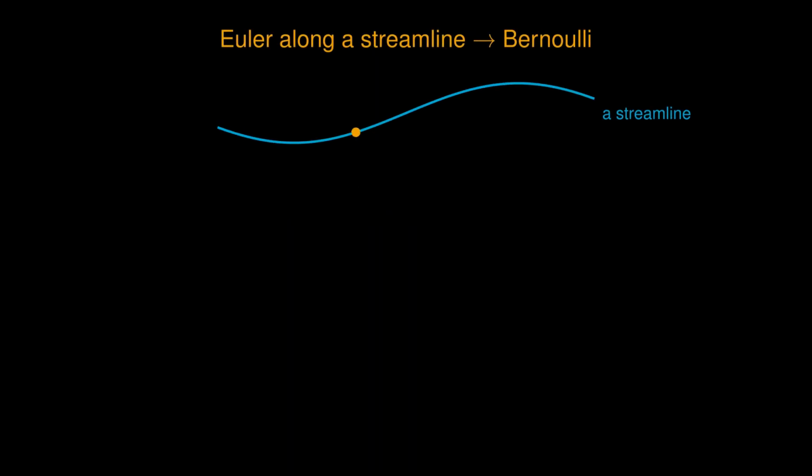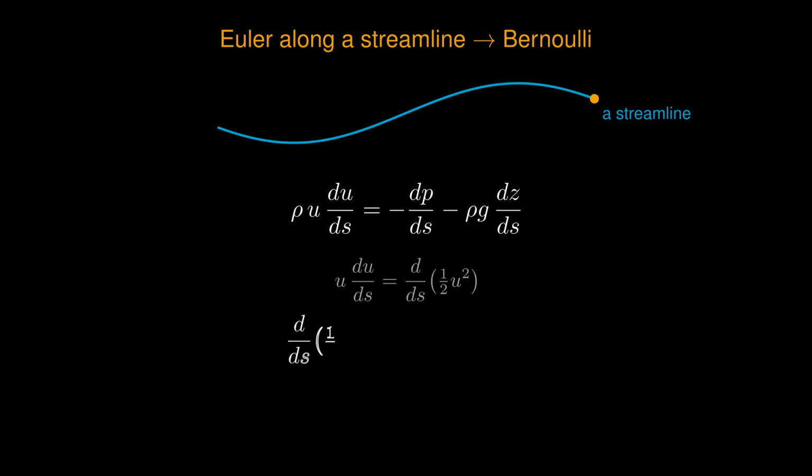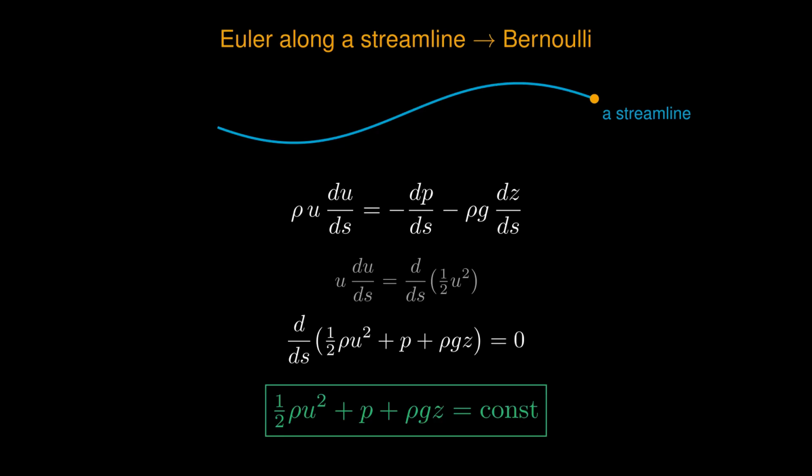Take steady, inviscid flow and follow a single streamline. Along it, the momentum balance reads density times velocity times the rate of change of velocity equals minus the rate of change of pressure, minus density times g times the rate of change of height. Now notice that velocity times its own rate of change is just the rate of change of 1/2 velocity squared. For constant density, every term is the rate of change of something, so the whole bracket is constant. 1/2 density times velocity squared plus pressure plus density times g times height stays the same all along the streamline. That's Bernoulli's equation, and it came straight out of dropping viscosity.